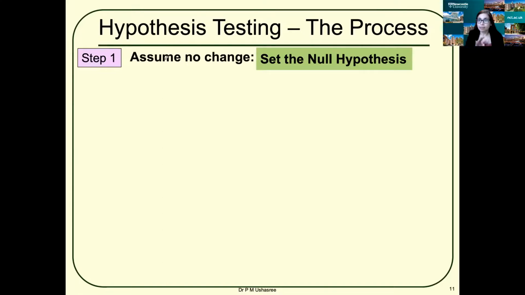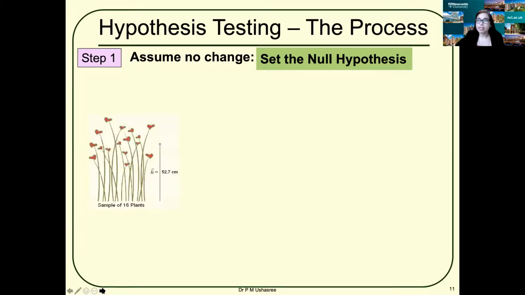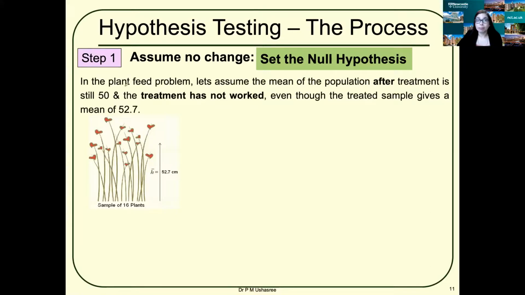For the null hypothesis, we assume there is no change, okay? So let's go back to the same example, the plant feed example. In the plant feed problem, let's assume that the mean of the population after the plant feed was applied still remains 50. There is no change. The treatment has not worked. Let's assume that. That is our null hypothesis. Even though the treated sample gives a mean of 52.7, let's assume that the treatment has not worked. That is, let's assume there is no change.